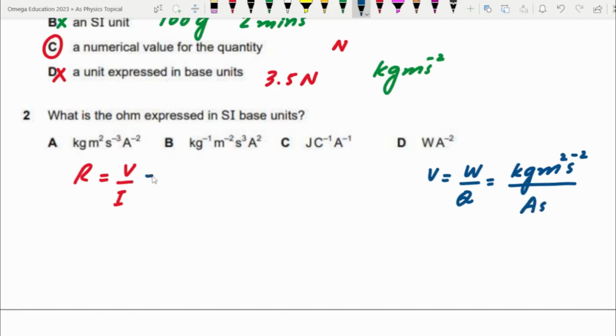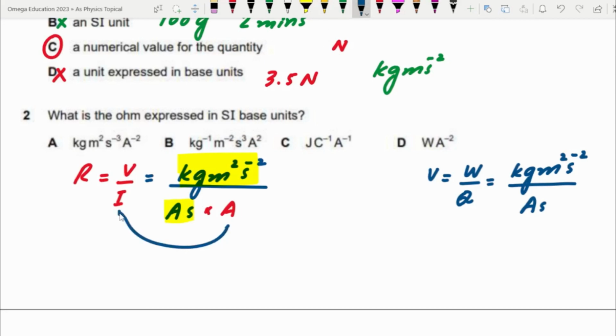So this is what we have for voltage: kg m² s⁻² divided by A s, multiplied by A. All of this is the unit for voltage, the base units for voltage till here, times the base unit for current. I have written it over here in the denominator.